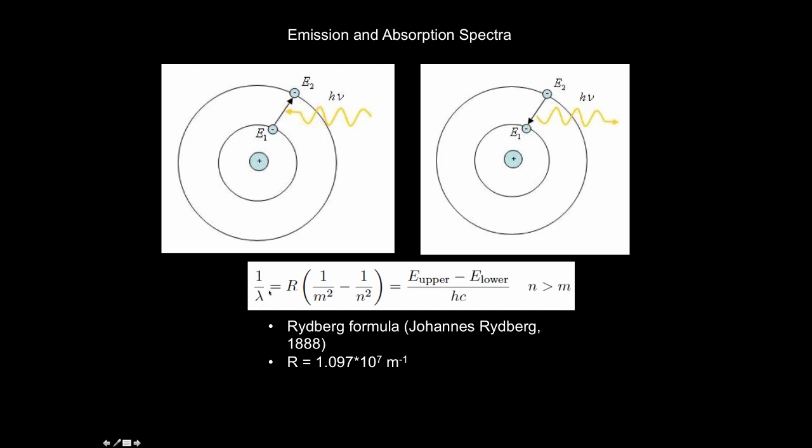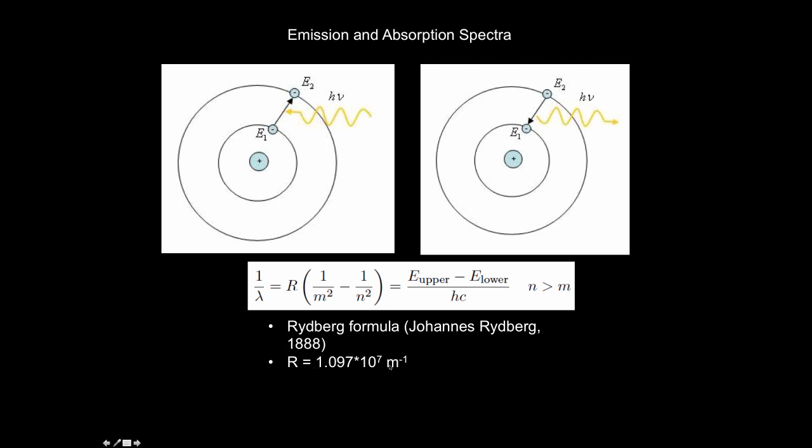It simply says that 1 over the wavelength of light absorbed or emitted is proportional to the difference between the inverse squares of the orbital numbers that the electron starts from and ends up at. So m and n are integers just characterizing which orbital the electron is in. The ground state orbital is orbital number 1. This is equal to the energy difference between the two orbitals divided by Planck's constant times c. The constant of proportionality here, Rydberg's constant, is equal to about 10^7 meters^-1.